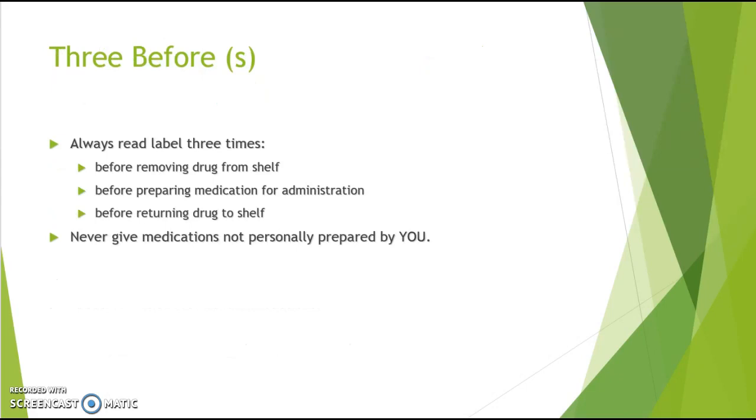So the 3 befores are really important. Anytime you're administering a medication, you need to read the label 3 times. So when you're taking it and you're about to remove it from the drug shelf or the drug cabinets, you want to make sure before removing the drug from the shelf that you look at it, you observe it, and you check it.